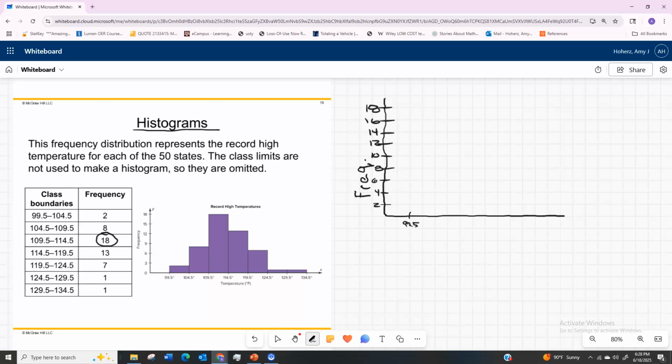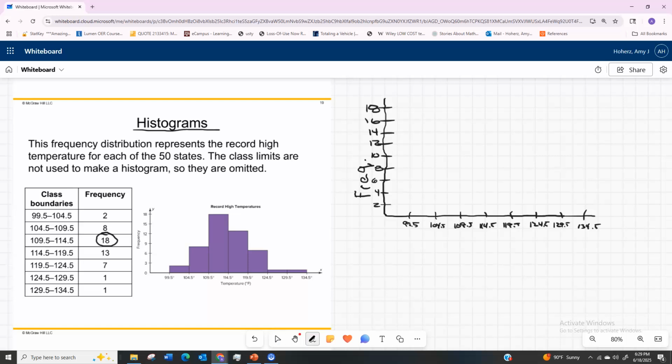I'm going to go every 2 squares here just so I have enough room. Otherwise, I think I won't be able to fit it in. So 99.5, and then I'm going to do 104.5. And then I'm going to do 109.5 and continue. So 114.5, 119.5, 124.5, and 129.5. And then my last number, the upper boundary of my last class, is 134.5.